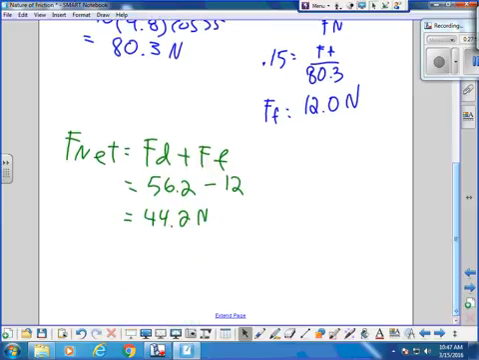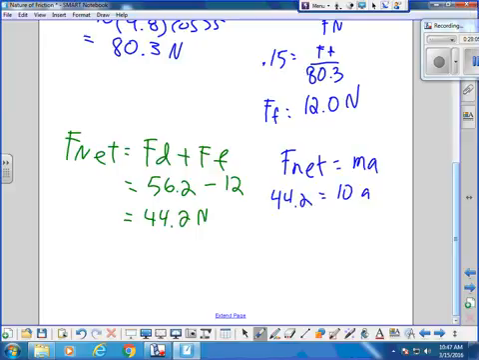Okay, so now I got my net force, and now it's pretty easy matter. F net is equal to MA. 44.2, mass is 10. See if I can do this. 4.42 meters per second squared. And if you had to find out how fast it's going or something like that, you could do that at the bottom of the ramp. Okay, so two very similar questions, just one on a ramp, one flat. And I hope you can see the differences.